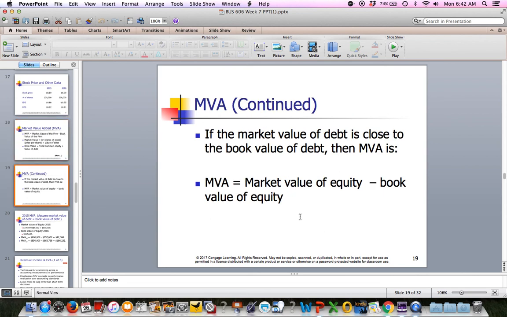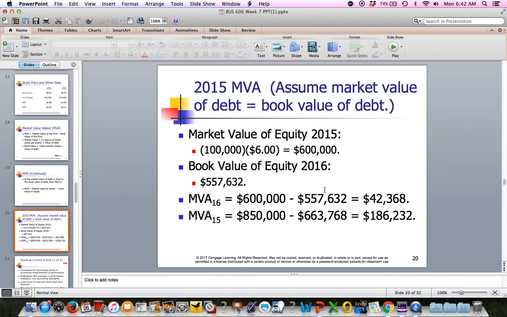And so if the market value of the debt is close to the book value of the debt, then the MVA is just simply market value of equity minus book value of equity. Okay, and that's usually pretty common with debt. The market value of it and the book value of it are typically pretty much the same. So here's my calculation then for MVA for 15 and 16.